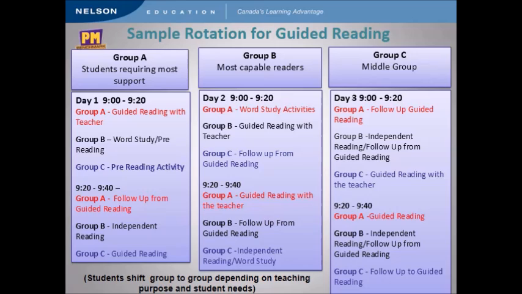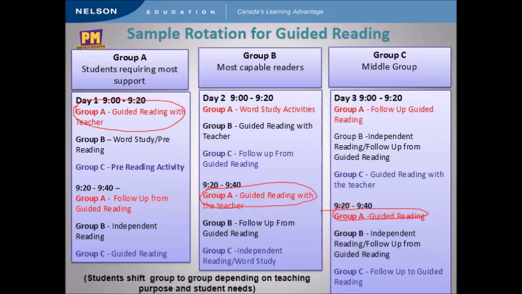So if you look at group A, and group A is the group that's in red, and this is a 3-day cycle, so you're looking at day 1, day 2, and day 3, you'll notice that group A, on day 1 they have guided reading. You'll see on day 2 they also have guided reading. And you'll see on day 3 that they also have guided reading. So in other words, this group of students who need the most support, who are the most struggling, the teacher fits in a guided reading with those students every single day.